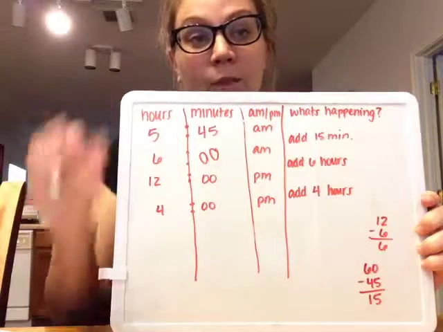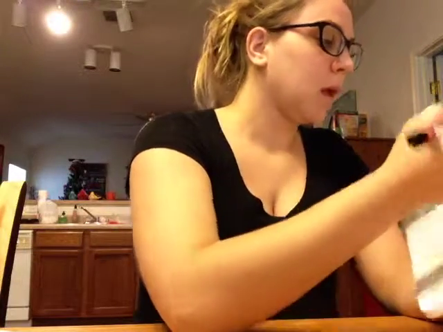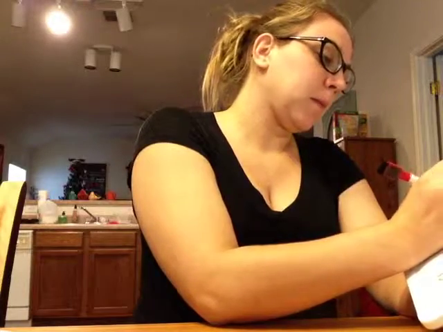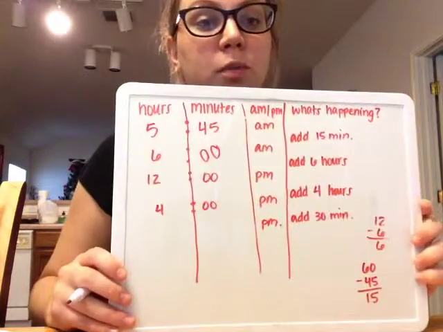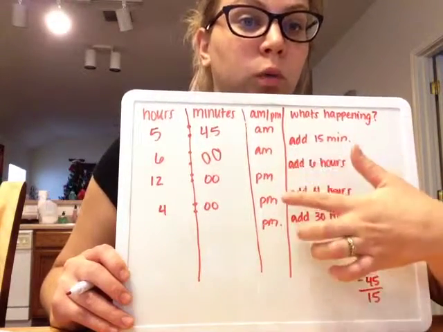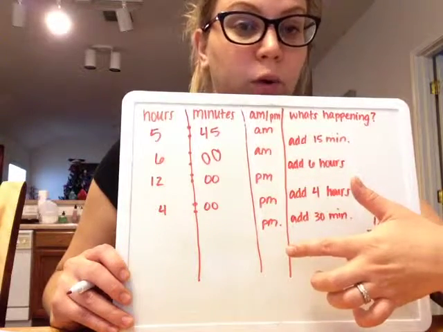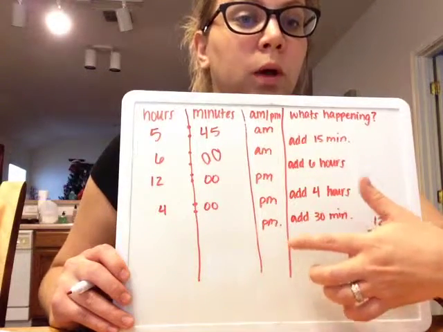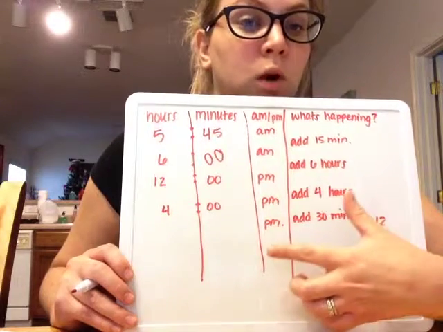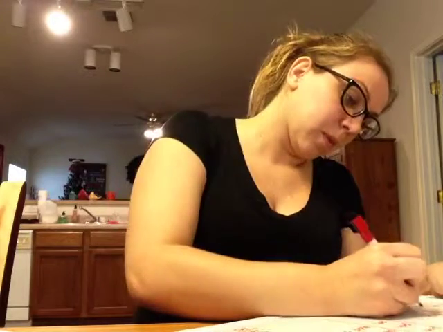But our finish time wasn't 4 o'clock p.m., it was 4:30. So we know we're going to need to add 30 more minutes. So we're going to add that to our what's happening column, add 30 minutes. And we'll still be in p.m. because at noon it switched over to p.m. and it won't switch back to a.m. until we get to 12 o'clock again. So when we get to 12 o'clock, we switch from a.m. to p.m. and now it's staying in p.m. because we haven't gotten back to 12 o'clock. So we're going to add 30 minutes to 4 o'clock p.m. and that's going to give us 4:30 p.m., which is our end time.